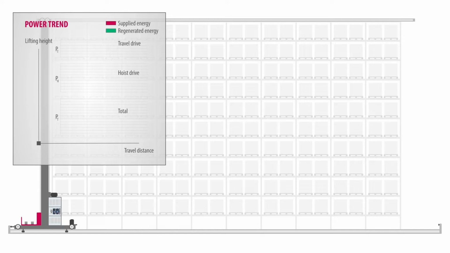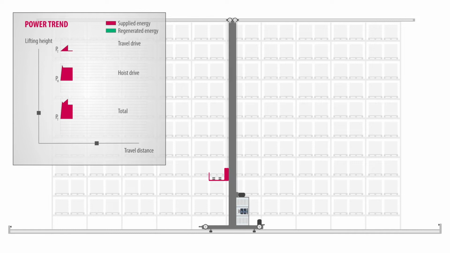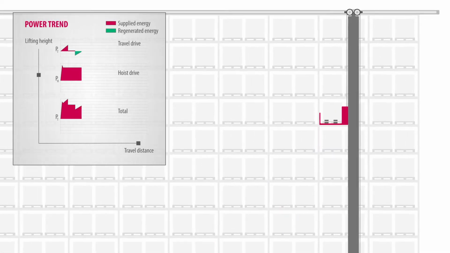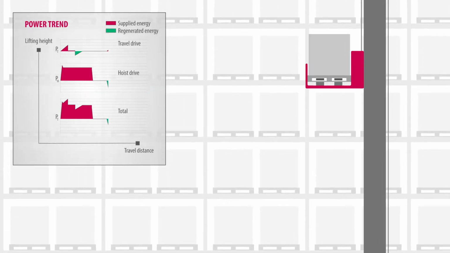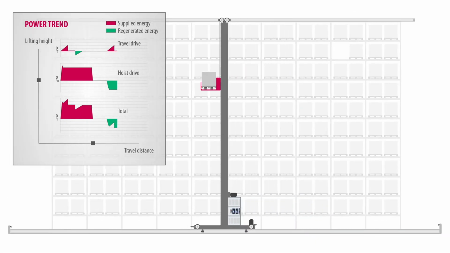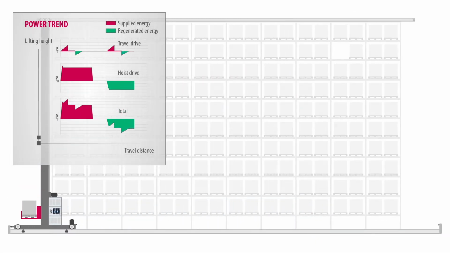Motor energy is absorbed during the lifting process, shown here in red, and regenerative energy is generated during the braking process of the travel drive, shown in green. If we look at the combined power trend, it becomes clear that a large amount of energy is still being absorbed by the mains. In the lowering process, a lot of regenerative energy is released, which can still be fed back even if it is exchanged in the network.